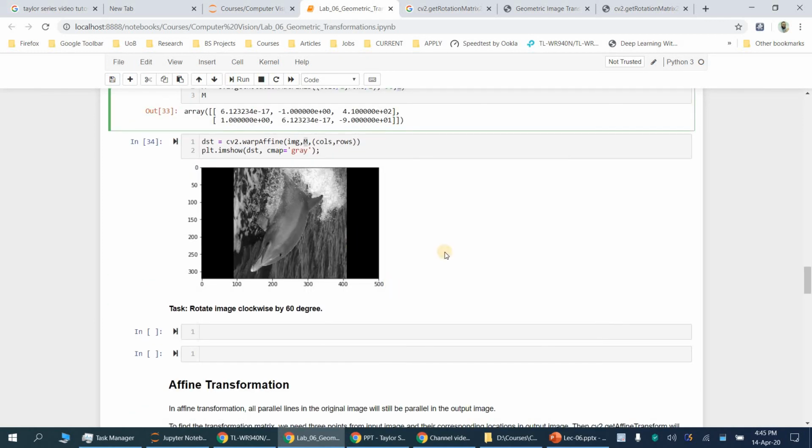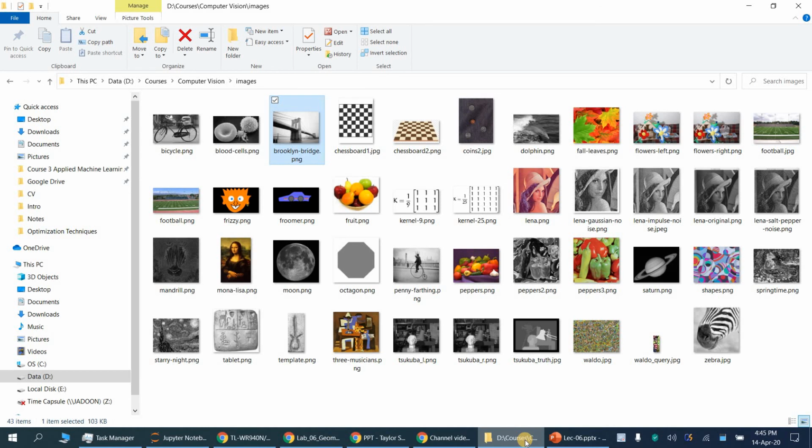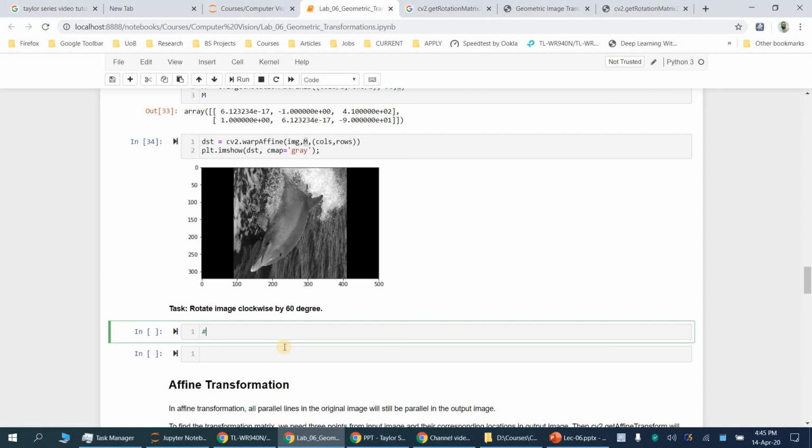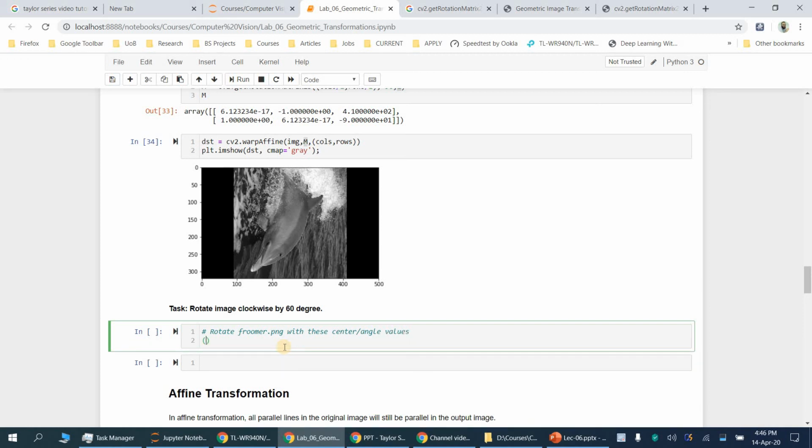Okay, so this is it for the lecture, and I want you to perform this rotation task on this car image, Frumer, which has a direction. When you perform the rotations, you will check and give me the rotation values. So rotate Frumer.png with these center and angle values. First of all, maybe you keep the natural one.